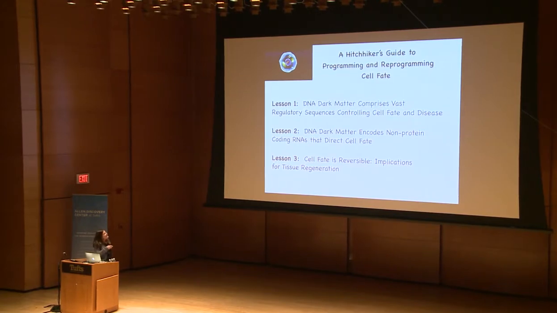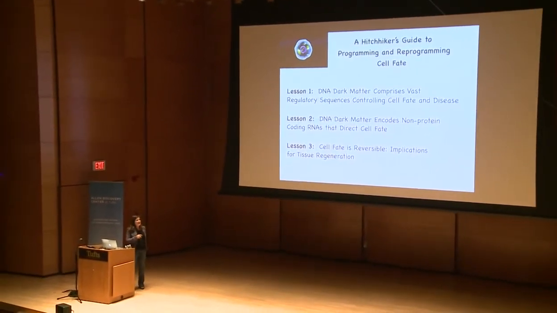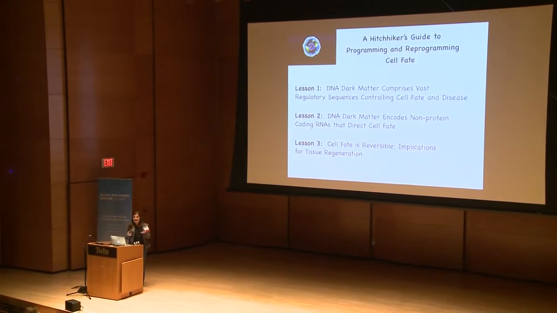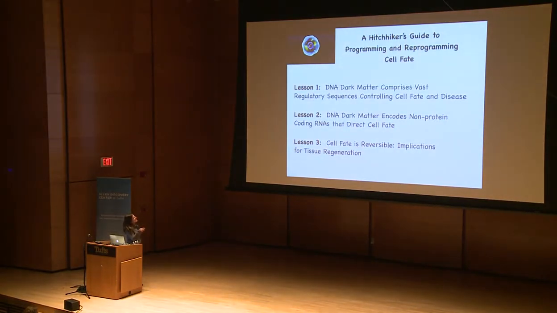So I'm going to give you vignettes that are somewhat based on the work in my lab, although I'm going to make it somewhat data light because I really want you to understand the concepts and where we've taken those concepts to our final lesson. So I'll talk about DNA dark matter, which is this DNA that was once considered junk DNA, and how we now know it comprises a vast universe of regulatory sequences controlling cell fate and disease. Lesson 2 along the way has been that this DNA dark matter also encodes thousands and thousands of non-protein-coding RNAs that play roles in various biological processes, including cell fate.